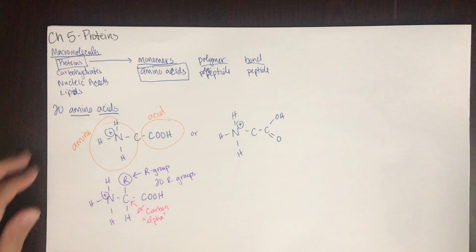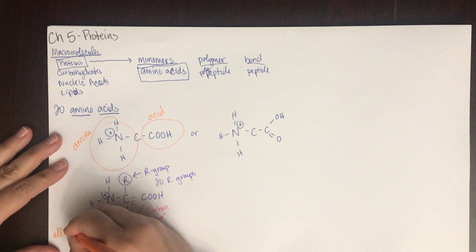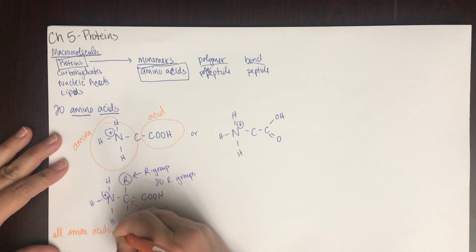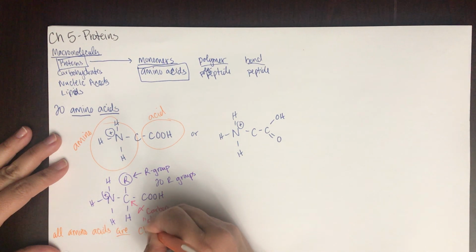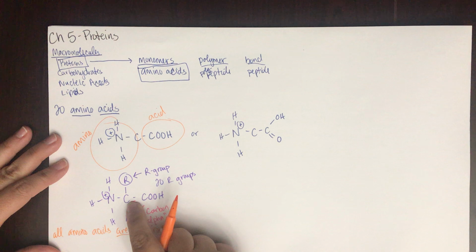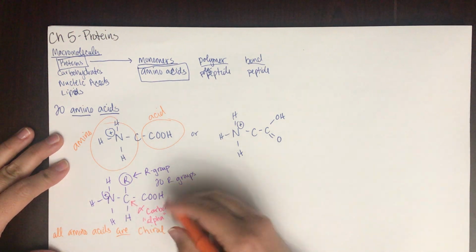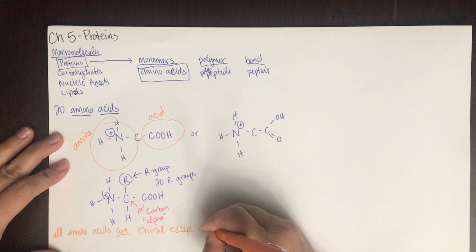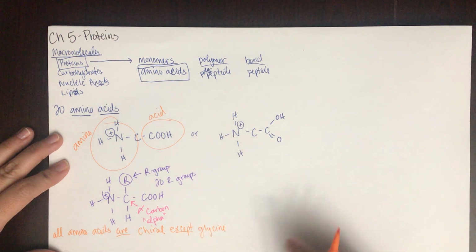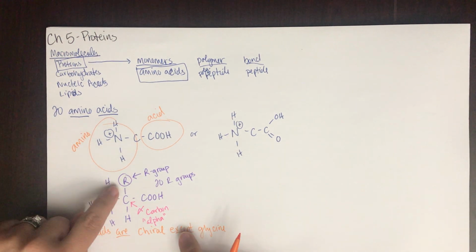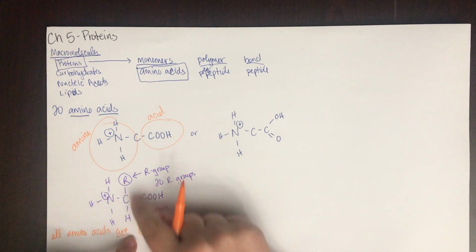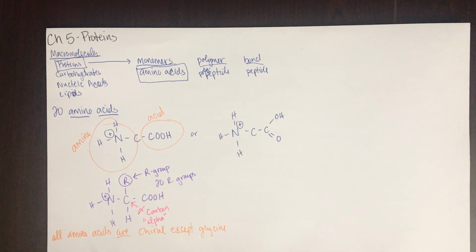So let's just say all amino acids are chiral. They have this chiral stereocenter here at this alpha carbon, except for glycine. Because glycine has an R group that's a hydrogen. So this carbon can't be chiral because it has two substituents that are the same.